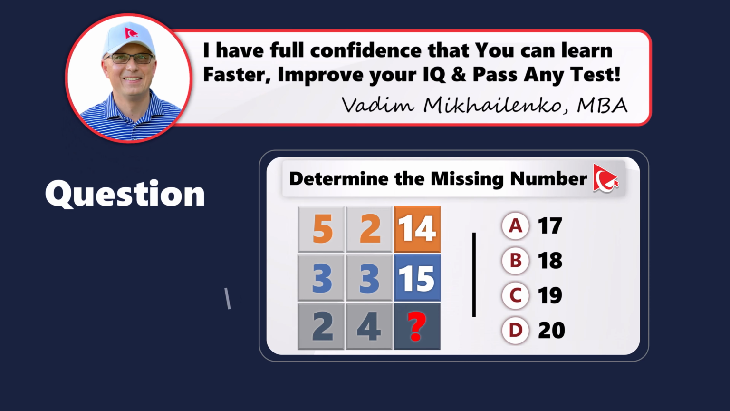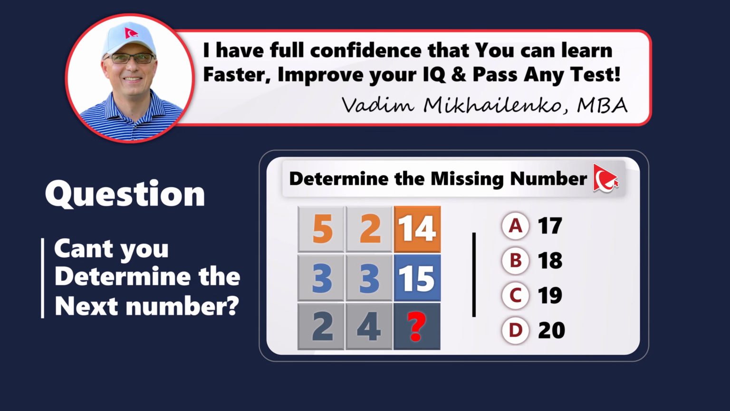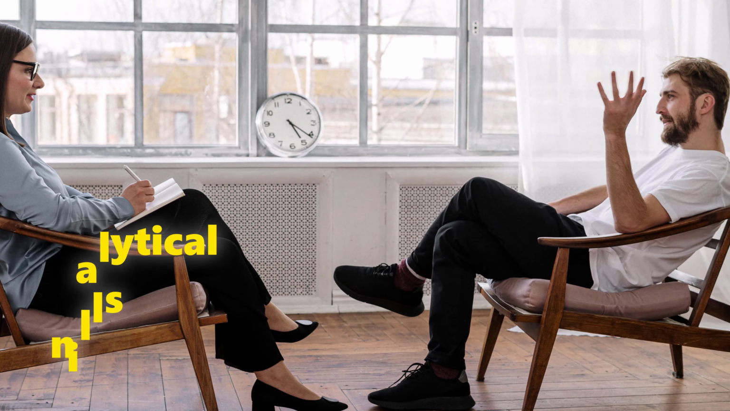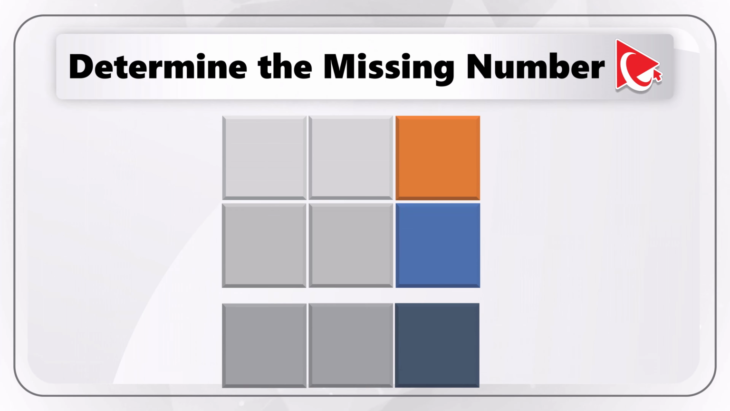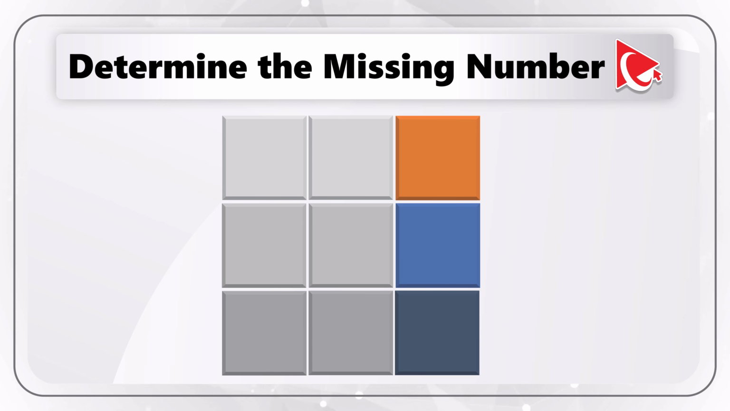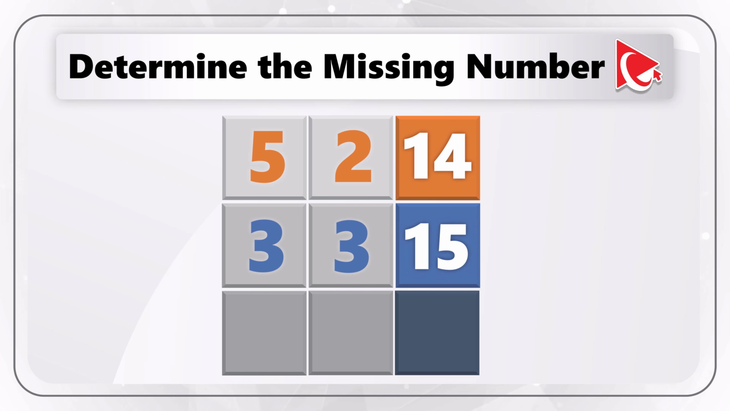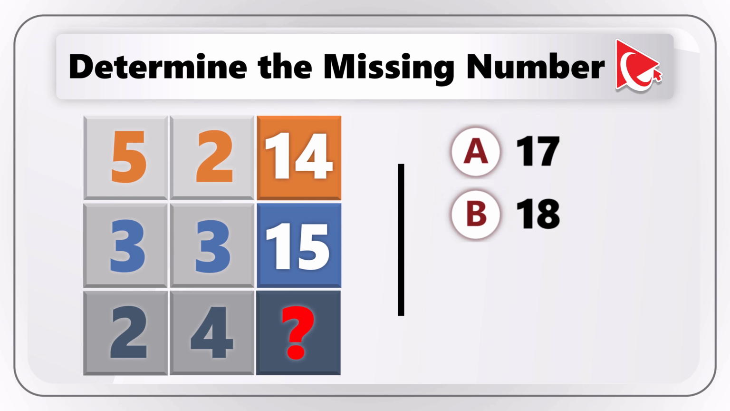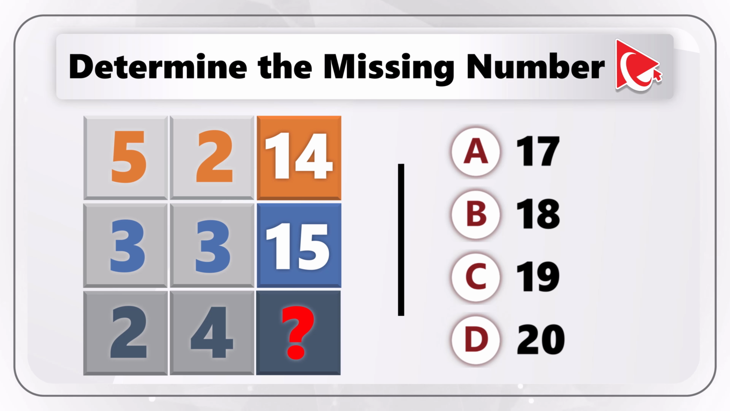I love this thought-provoking assessment test question. In addition to boosting your reasoning skills, solving it improves your analytical skills as well as attention to detail. You're presented with a 3x3 matrix. The matrix has the numbers 5, 2, 14, 3, 3, and 15, 2, 4, and then comes the missing number, which you need to calculate and select out of 4 possible choices. Choice A, 17, choice B, 18, choice C, 19, and last but not least, choice D, 20. Take a close look and rationalize to see if you can come up with the answer.